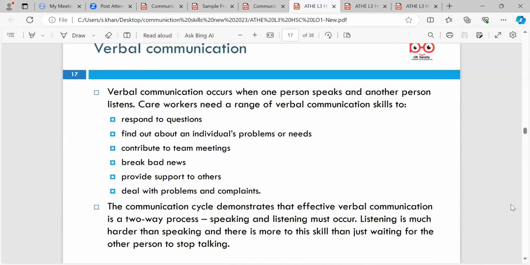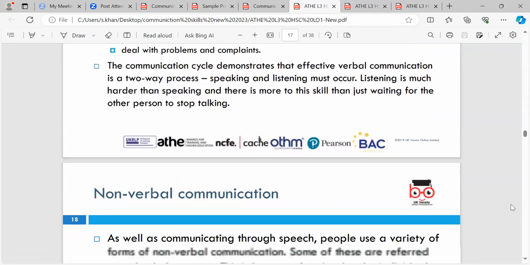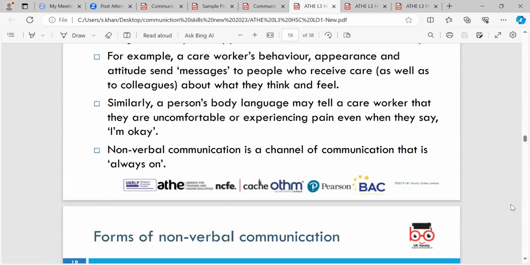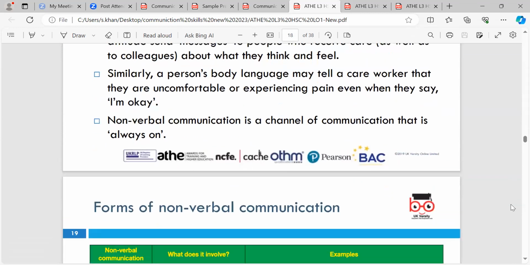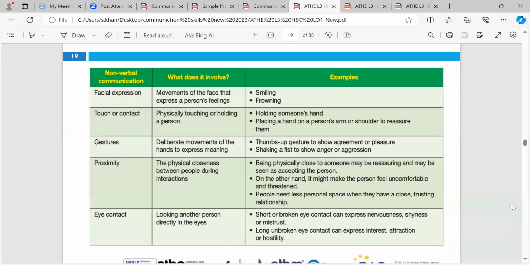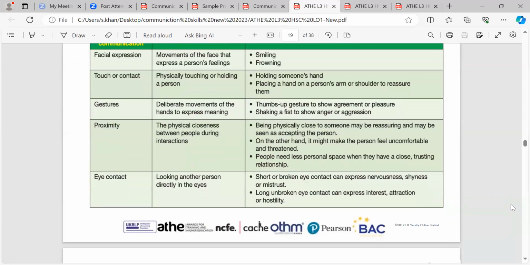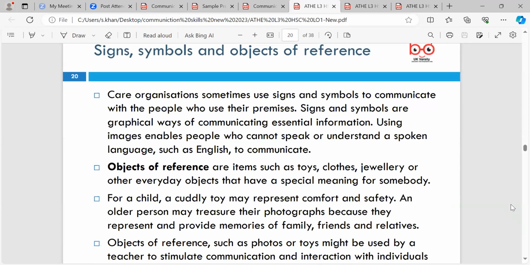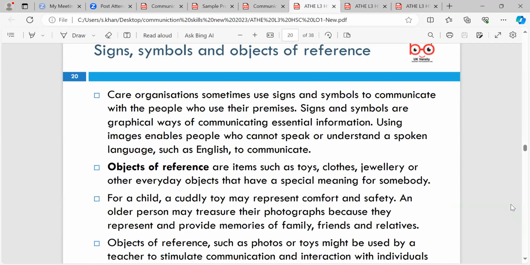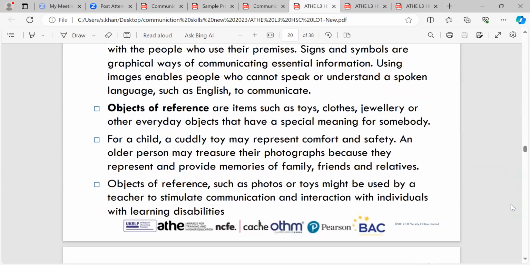Then verbal communication. What is verbal communication, and how do people in health and social care use it? We went on to non-verbal communication, which is body language, a person's behaviour, the way you portray your message, your facial expressions. Then we looked at forms of non-verbal communication: touching, gestures, eye contact, signs and symbols, and the importance of these. For example, if people cannot hear, they need signs, and if people cannot see, they need signs in braille.